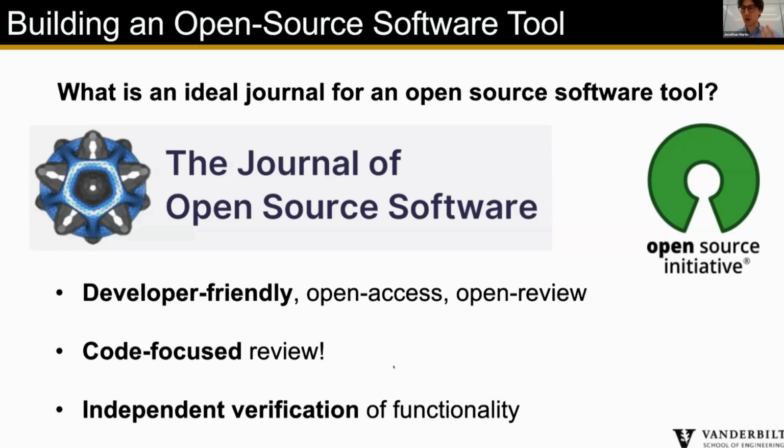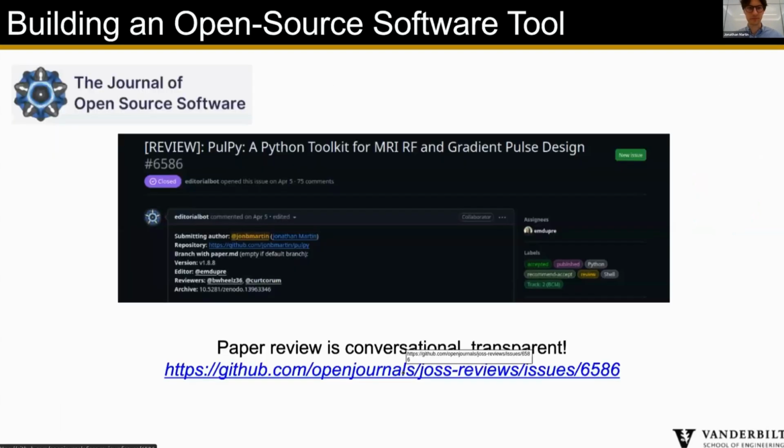And so you get, as a part of the review process, independent verifications of the functionality and performance of what you're coding, in a way that with a conventional review, if you have a MATLAB repository tied onto the end of the text of your manuscript, you might not get as thorough or as complete a review. The paper review is really conversational and transparent. I think I liked that.